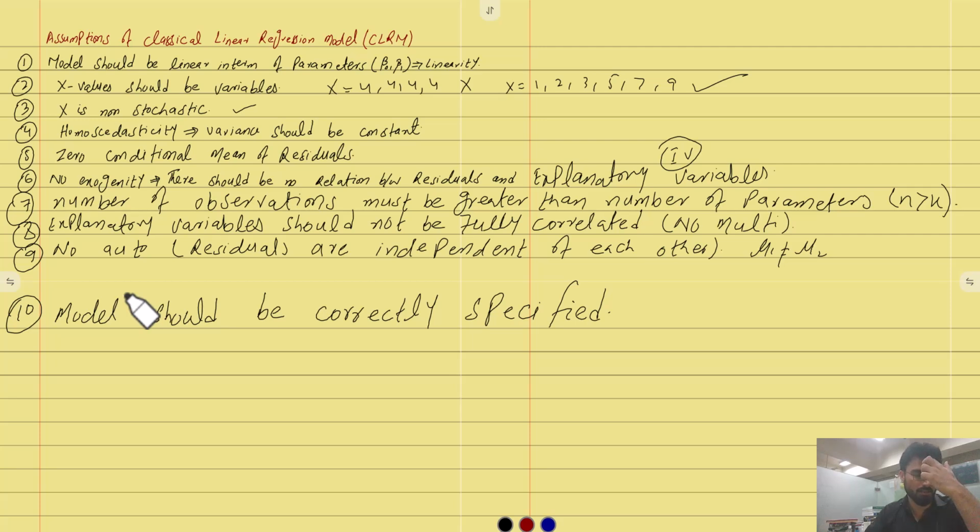The last assumption of the classical linear regression model is that the model should be correctly specified. It means that the model should be correctly specified in terms of linearity and in terms of parameter linearity. We have included all the specific and desired variables in our model, and the actual data should be present in the data set. So these are the assumptions of the classical linear regression model.